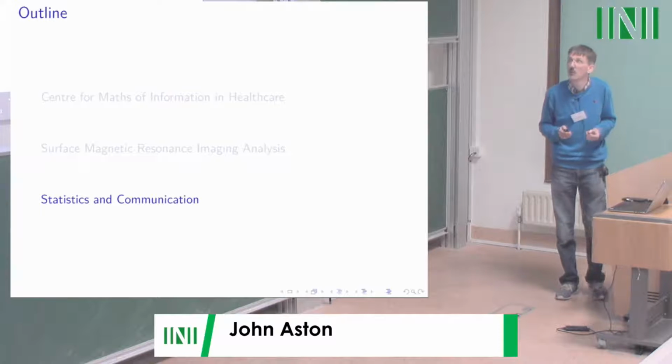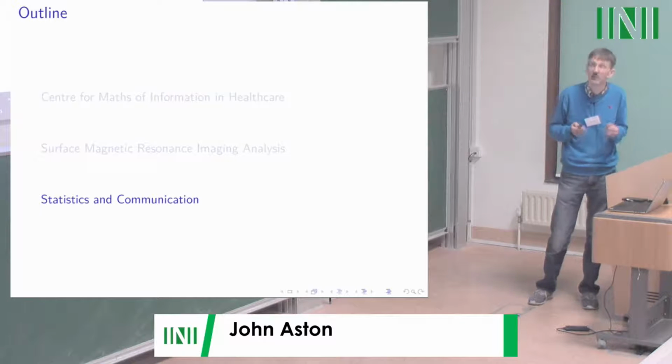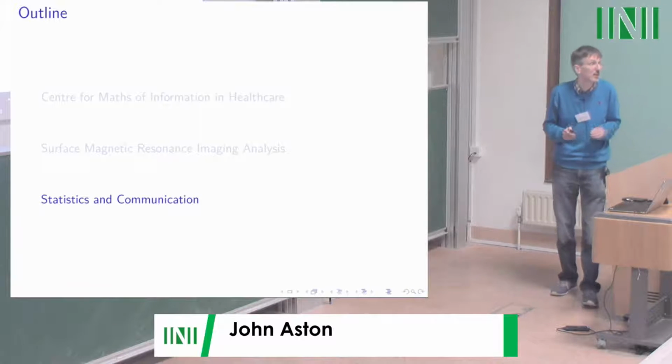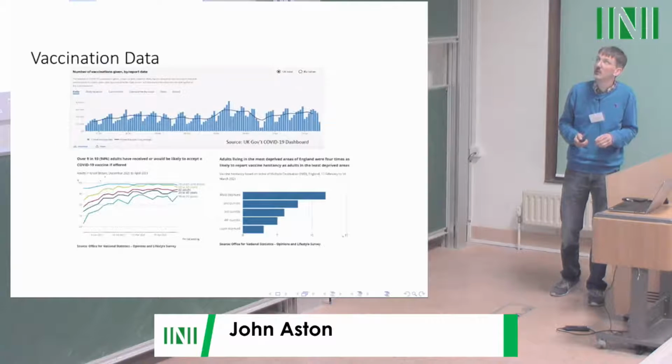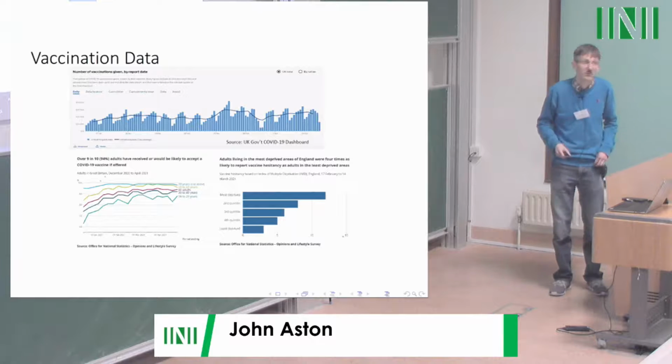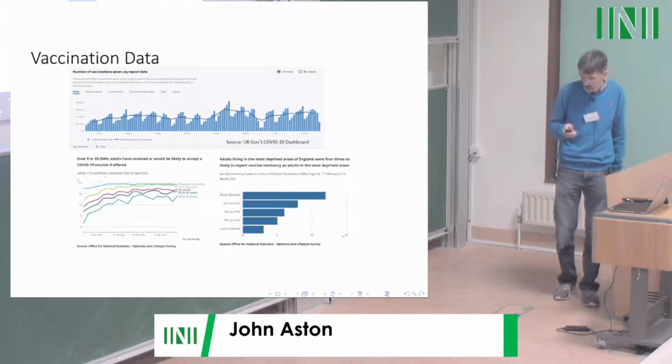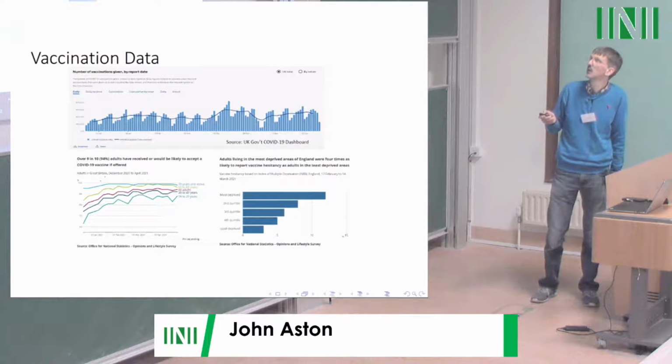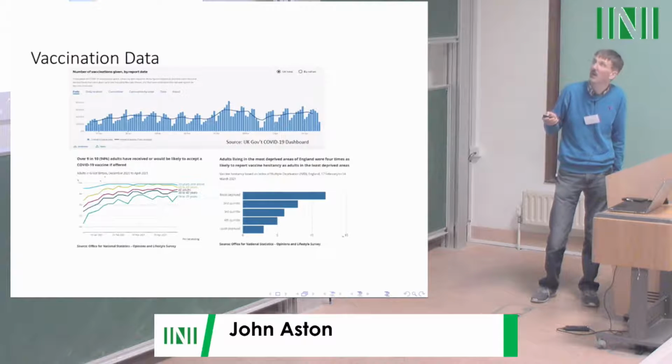So in the last part of the talk, I'm going to talk about how you might actually communicate some of the analysis you do. I'm going to take a very simple analysis that we did and show how it can be communicated out. This analysis comes from vaccination data. So this is the COVID vaccine. This is the COVID dashboard in April, coming from January to April in 2021.